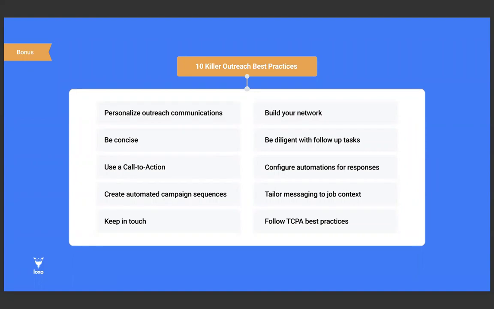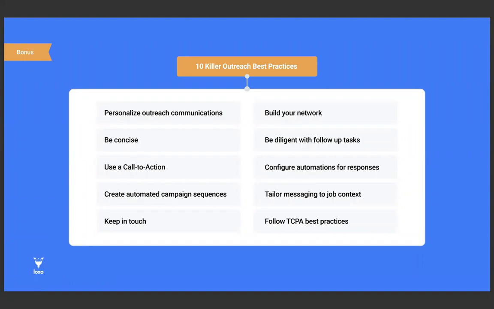Next, configure automations for responses. Now, Loxo already does this, where if someone responds, the campaign is over. But same sort of thing, if you're sending out bulk emails through Loxo or individual emails, you want to make sure that when they respond, you don't accidentally send them the same solicitation email or text message again by mistake. That will just irritate them and make them think that you're not paying attention to them.